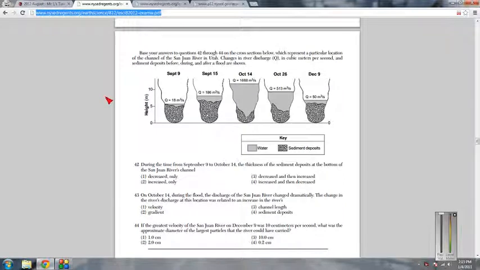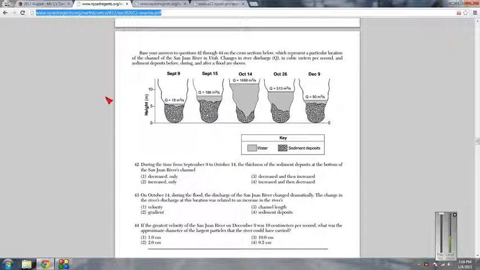Video for questions 42 through 44. Base your answers to questions 42 through 44 on the cross sections below, which represent a particular location of the channel in the San Juan River in Utah. Changes in the river discharge Q in cubic meters per second and the sediment deposits before, during, and after the flood are shown. So it's showing a time period here from September 9th through December 9th.